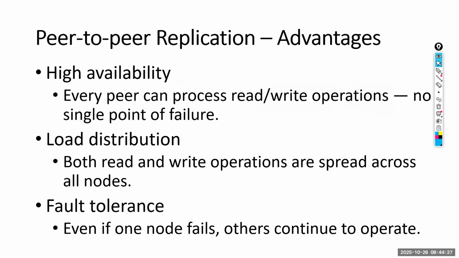Here we have high availability, especially for write, because remember earlier we had a single point of failure for write. Now you don't have a single point of failure. Maybe one site is down, but all the other sites can still do both read and write. So it's better load distribution because both read and write are distributed. Better fault tolerance because you don't rely on one site for write operations.